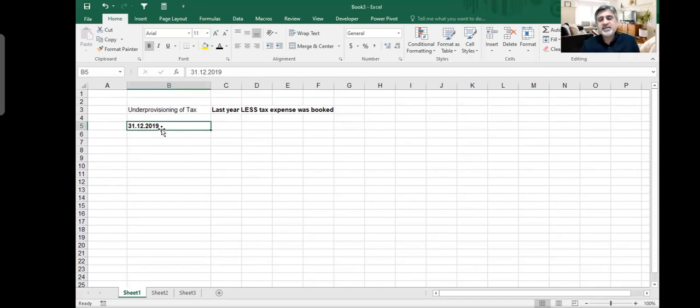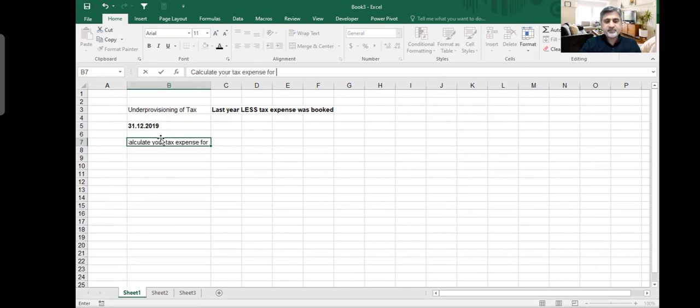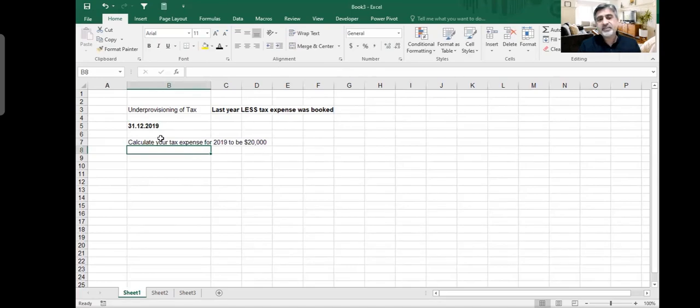Anyway, this is not the case here, but I wanted to touch this point so that you understand that you have two profits, accounting and taxable. So on 31st December 2019, you prepare your taxable profit. Let's suppose it is $100,000 and you have to pay 20% tax on that. So you calculate your tax expense for 2019 to be $20,000. This is what you estimate, on 31st of December 2019.